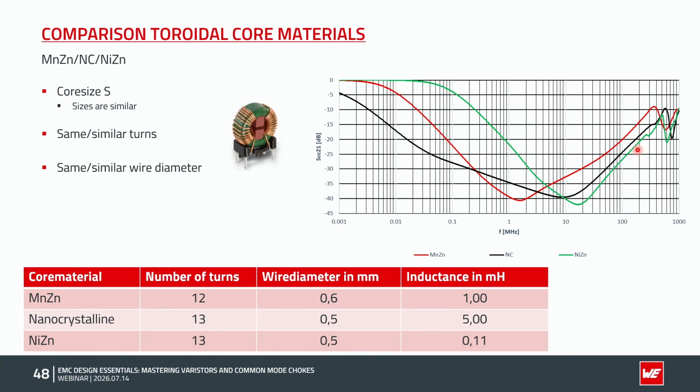The green curve shows the nickel zinc material. The best attenuation of this material is at higher frequencies, with a resonance at almost 20 megahertz. In black, the nanocrystalline material: the amplitude here is not as high as for the other materials, but the attenuation works in a wide frequency area. And in red, the manganese zinc material, which works best at the lower frequencies.